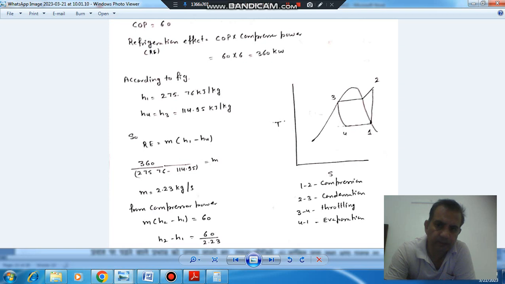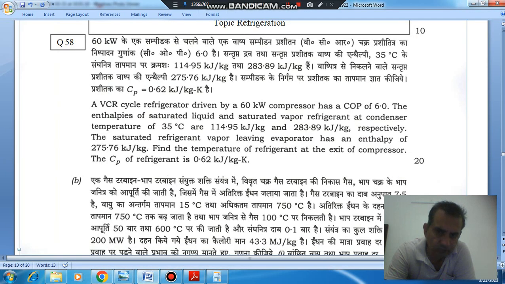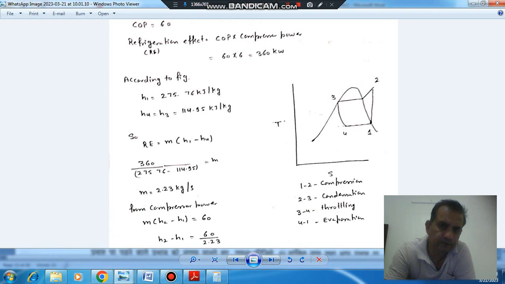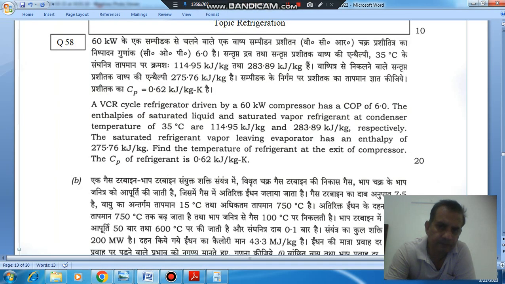Now, according to the figure, the enthalpy at the inlet of the compressor, or at the exit of the evaporator, is given in the question: the refrigerant vapor leaving the evaporator has an enthalpy of 275.76. And this enthalpy H3 is 114.95. This is also given: the saturated liquid has an enthalpy of 114.95 at 35 degrees Celsius.